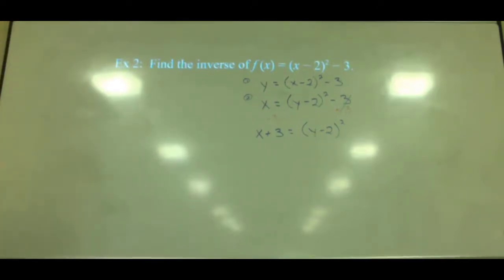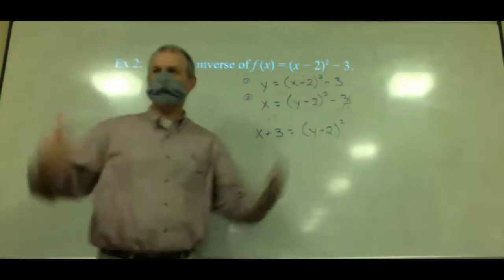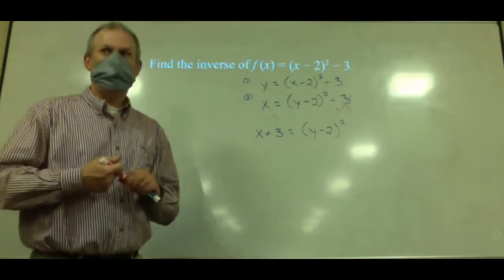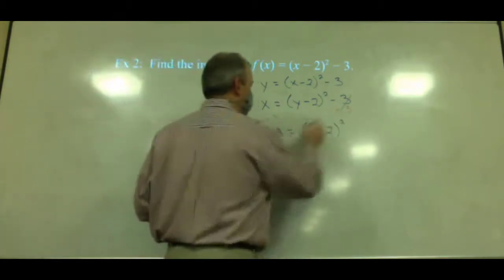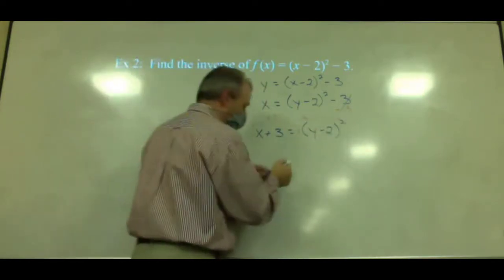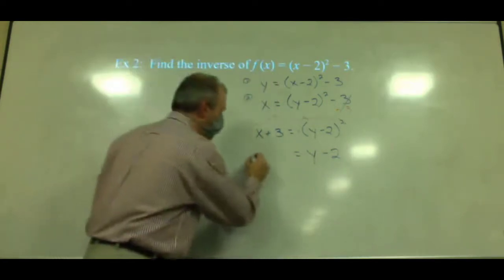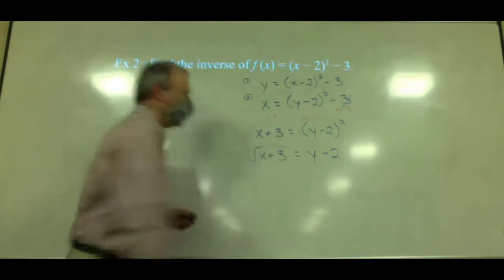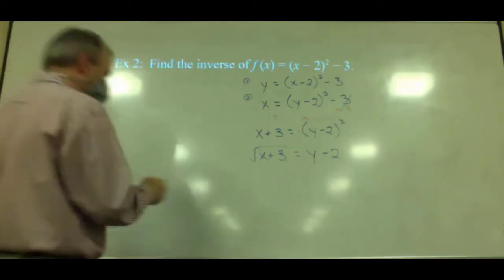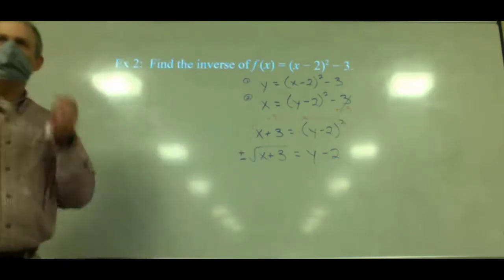What's the next thing we've got to get rid of? What's the next layer? Because we can't touch the inside until we get rid of the outside stuff. The square. We have to get rid of the squared. How do we get rid of the squared? Yep, take the square root of both sides. And that will cancel this out, so that's gone, and we're going to have y minus 2. Now, when we take the square root of both sides of an equation, what do we have to put in front of the radical? Plus or minus. Perfect. Plus or minus.